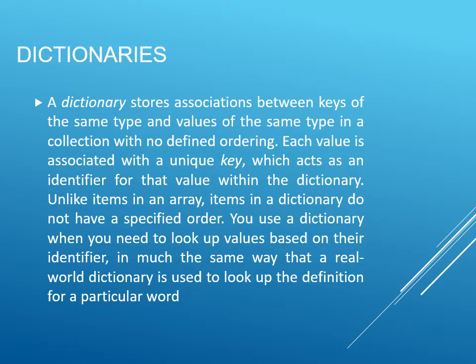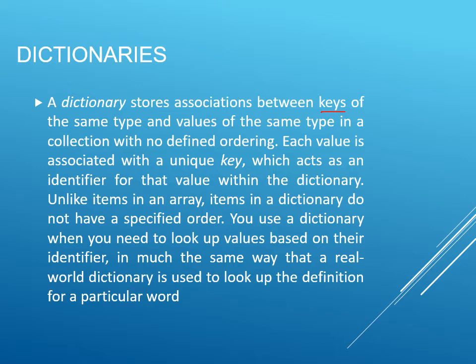So what are dictionaries? Dictionaries are also data collections. A dictionary stores associations between keys of the same type and values of the same type in a collection with no defined ordering. It means that the order is not defined; you don't place one item first and another second, you can place items in any order. Plus, in dictionaries the additional thing is the keys: every item or every value should have a specific key that will identify that item.